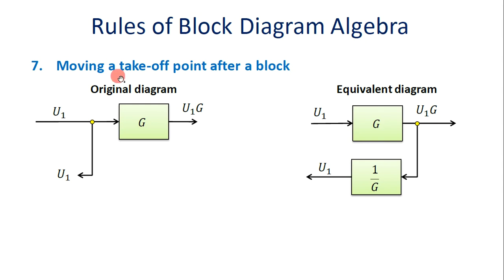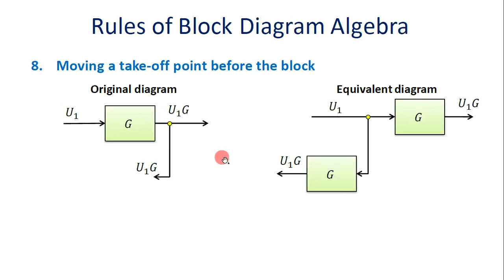Next, moving a takeoff point after a block. So we are moving this U1 branch of this branch to after the block G. Right now in the branch of this U1, in this takeoff point, G is not passing. But if you move this one to the right hand side of the G, then G will pass through this takeoff point. So that is the reason we are adding a block having a gain of 1 by G. Next, eighth rule.